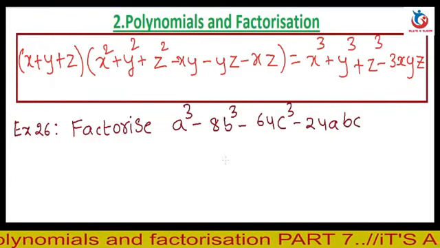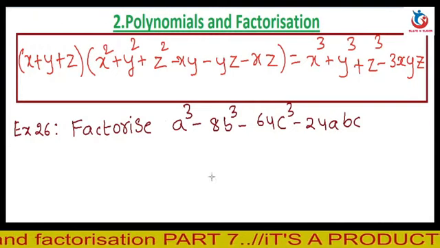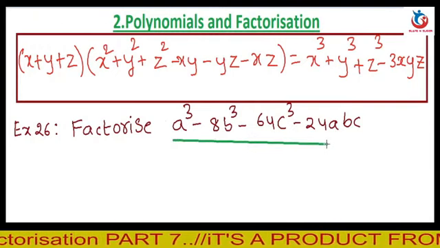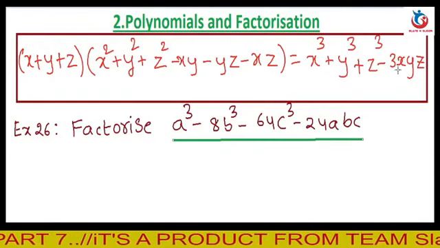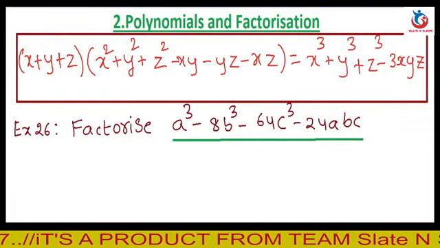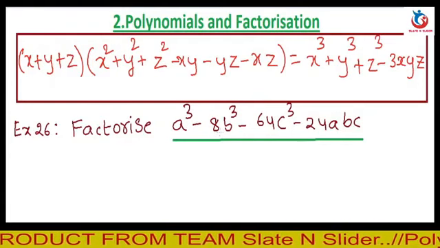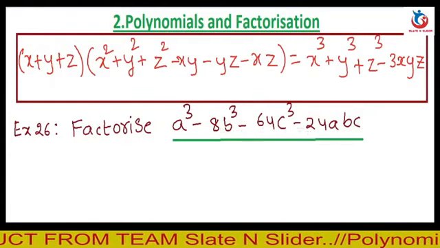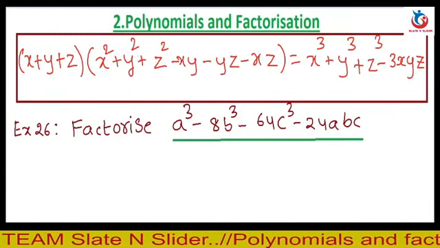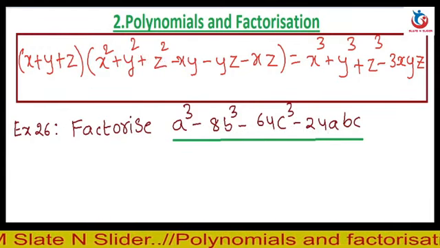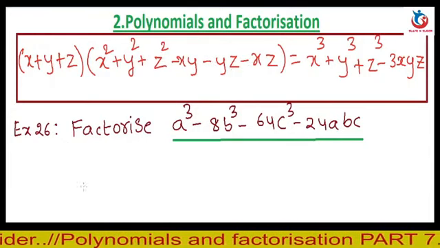How to factorize this? Actually, by observing this, we can understand that this is in the form of x cube plus y cube plus z cube minus 3xyz. So we have to convert this a cube minus 8b cube minus 64c cube minus 24abc as (x plus y plus z) into (x square plus y square plus z square minus xy minus yz minus xz). So how to convert that?